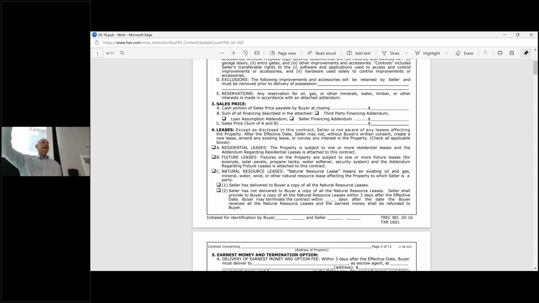Okay, listen carefully. Any reservation for oil, gas, or other minerals, water, timber, or other interests is made in accordance with a separate attached addendum. What does that tell you? Read that and understand that. What does that mean? Nope. It's not that complicated. What this is saying is the mineral rights are being sold with the property.